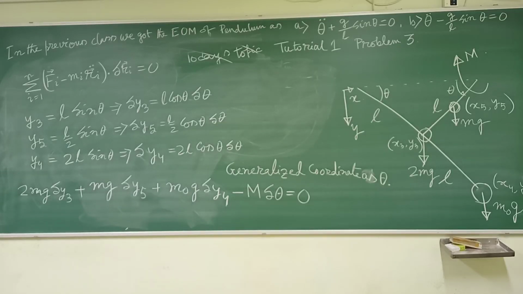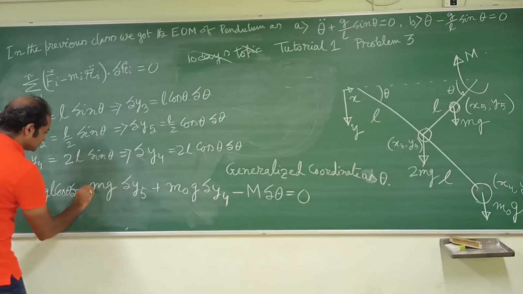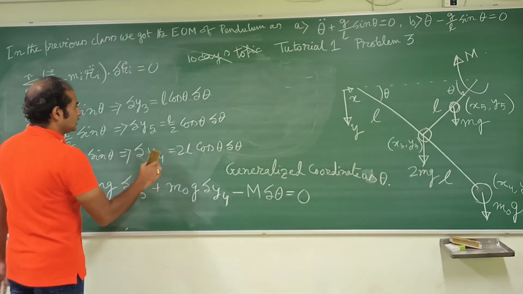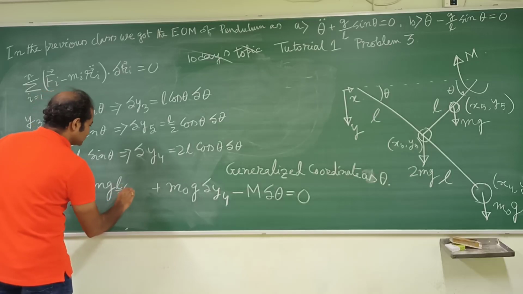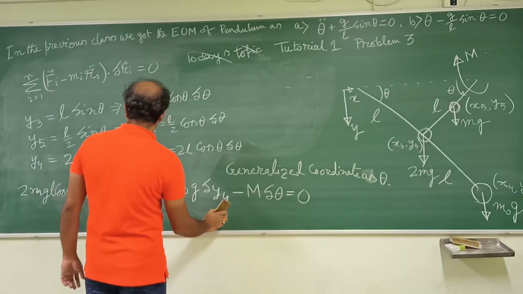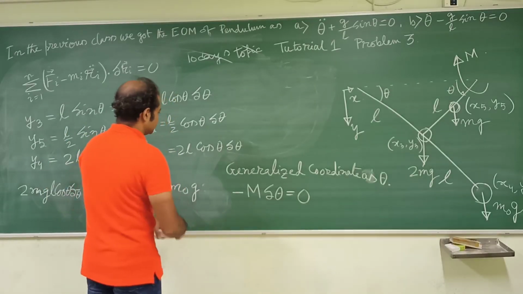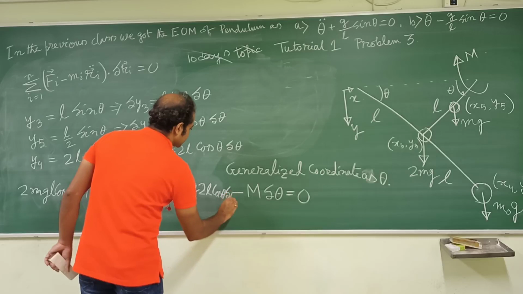Is it alright? So now let us substitute. It is going to be L cos theta delta theta, plus mg del y5, L by 2 cos theta delta theta, and over here del y4 is equal to twice L cos theta delta theta.